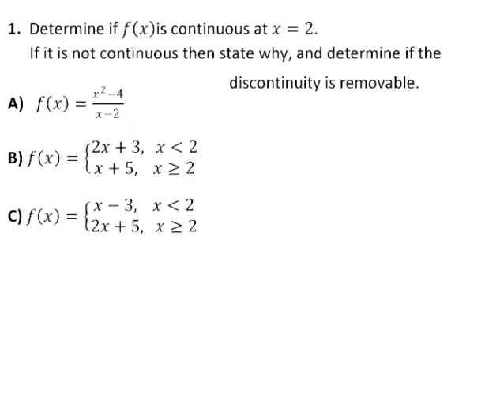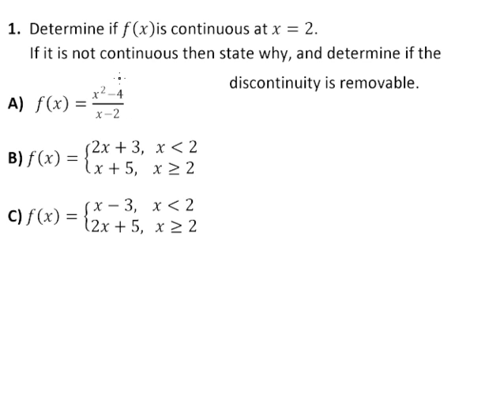In question 1, we're asked if f of x is continuous at x equal 2, and if it's not continuous, state why and determine if the discontinuity is removable. Okay, let's look at this first part A. And we have f of x is equal to x squared minus 4 over x minus 2.